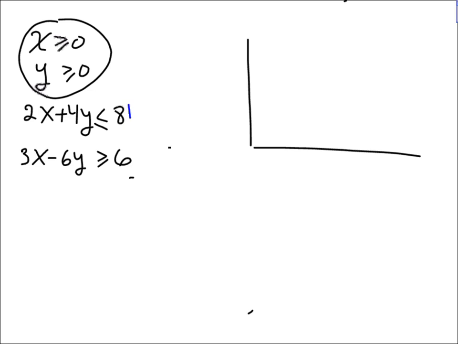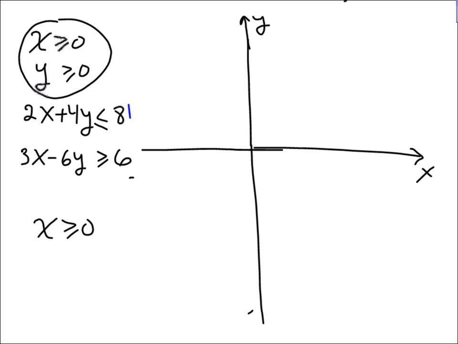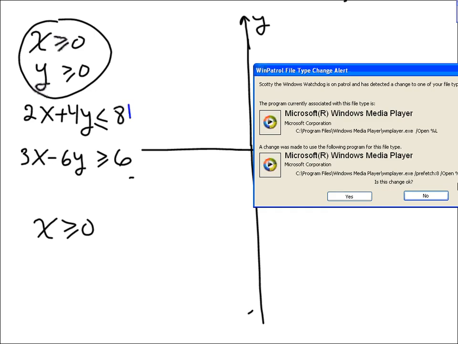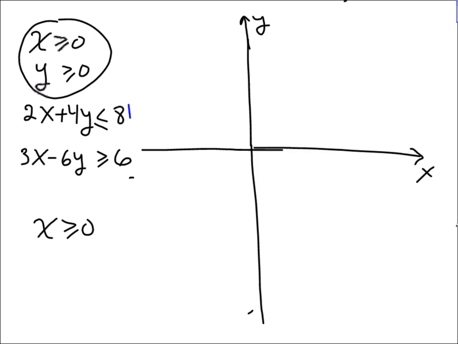But I really believe we should get into the habit with this problem, when we have more than 2 lines, to shade away the bad points. Okay, x is greater than or equal to 0. If you were to graph the line x equals 0, well, that's just the y-axis. All the points on the y-axis have x equals 0. And since it says greater than or equal, the line is solid.